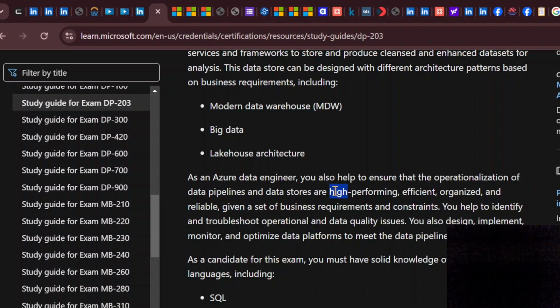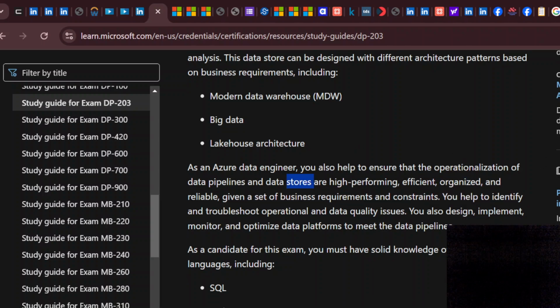constraints. So the data pipelines should be running 24 by 7. Data sources are high performance oriented, efficient, organized and reliable. So it should not have bad data. The data quality should be top notch. Operationalization means it should be running 24 hours. It should be secure and organized within those constraints and the business requirements.